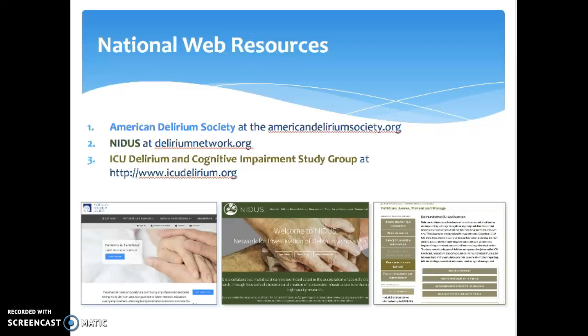A is for assess for and manage pain, followed by both spontaneous awakening trials and spontaneous breathing trials, choice of sedation and pain reliever, delirium monitoring and management, which focuses on the disease we've been talking about, early mobility, and family engagement. So it's a really comprehensive site with a lot of great resources. The American Delirium Society is also where I found the video we just watched. These are all really reputable and great resources.